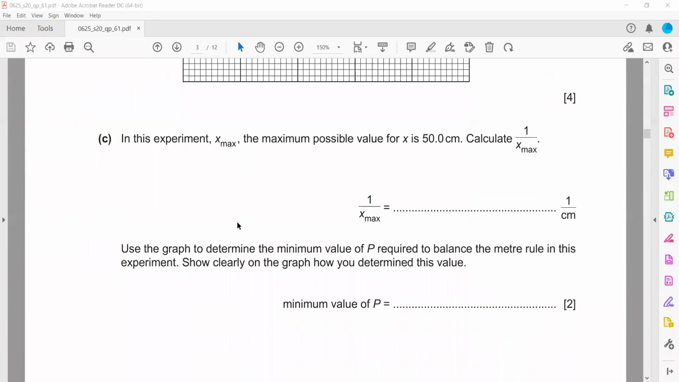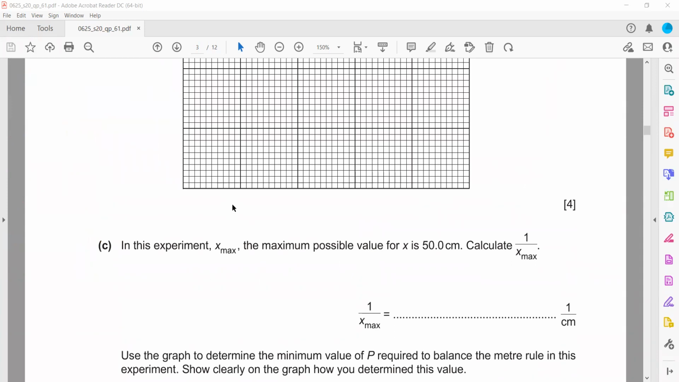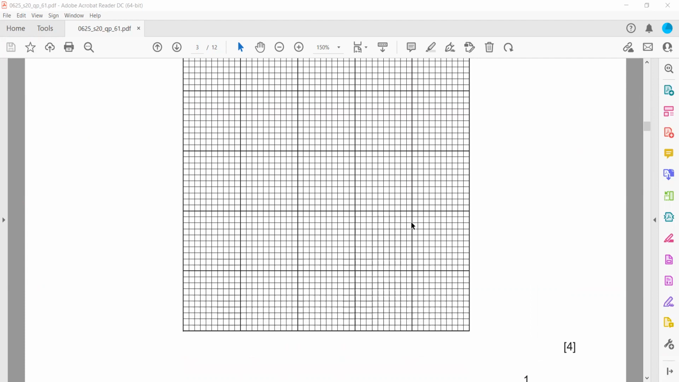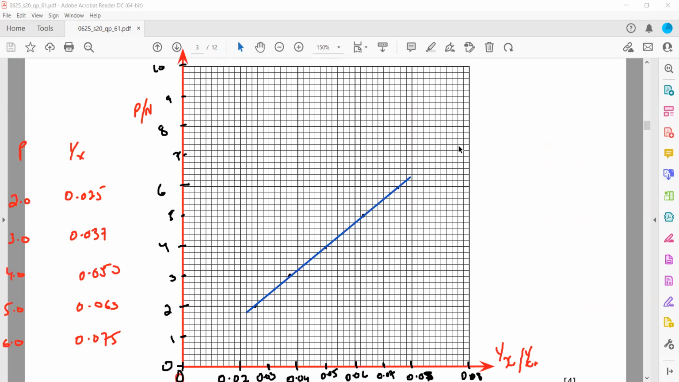The next part, in this experiment, 1 over x max, the maximum possible value of x is 50 centimeter, calculate 1 over x max. So what they're saying, if the maximum value of x is equal to 50, we need 1 over x max. So how will we calculate 1 over x max? That means we just have to take a reciprocal, 1 divided by 50.